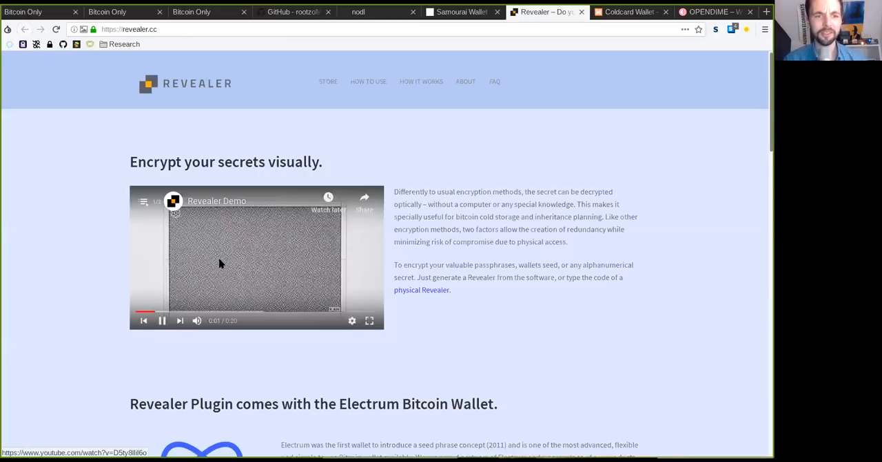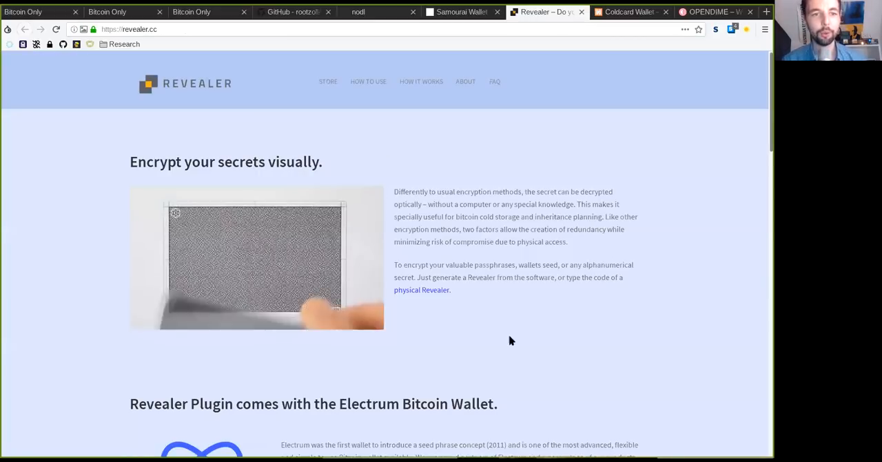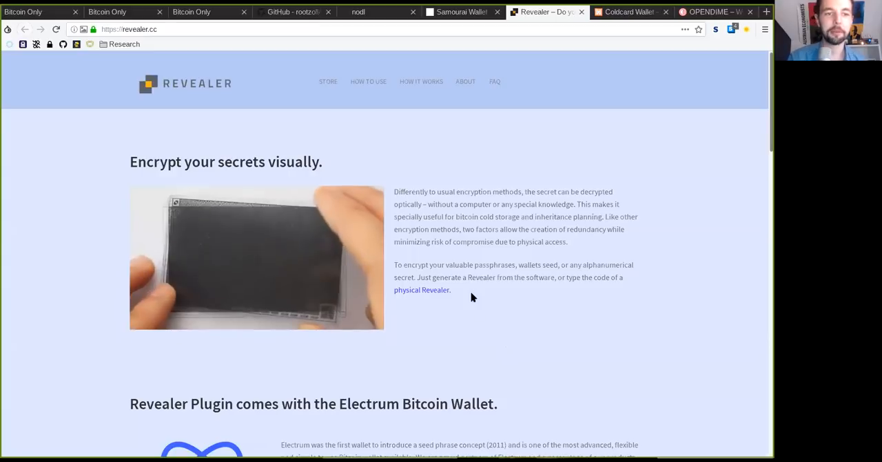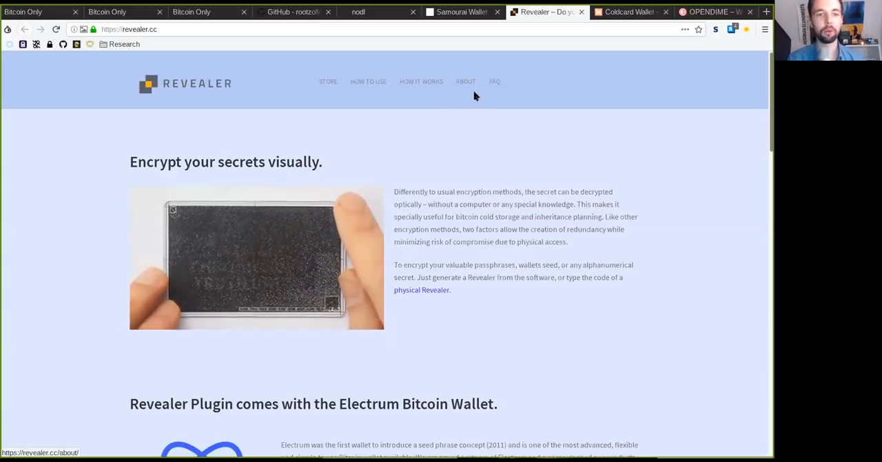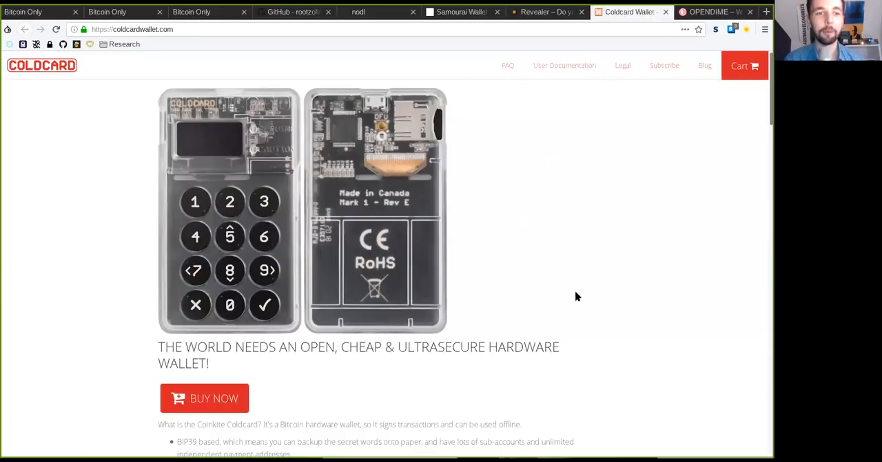We have here this awesome visual encryption of your seed backup. So I'm blown away by how awesome this is and how intuitive. So I really, really like it. We also have the amazing ColdCard wallet for truly cold storage, Bitcoin only and hyper secure, and with the Mark II, even with clicky keys.